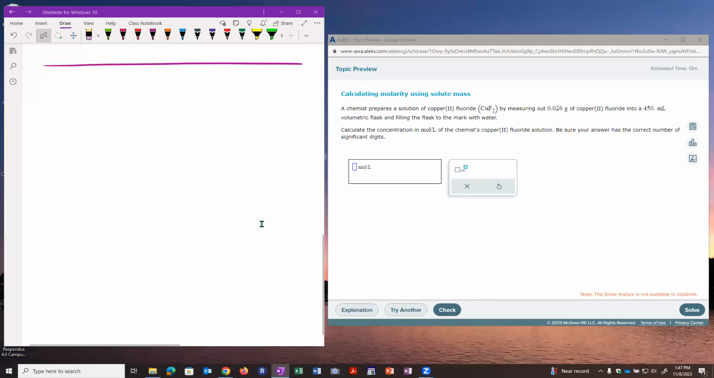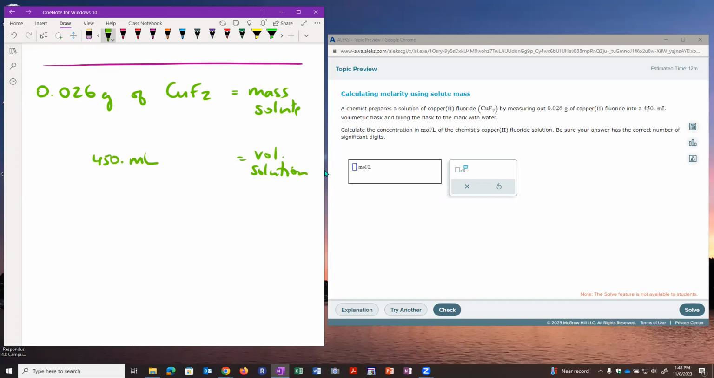All right, so this one is an extension of the previous question, where now we want to calculate the molarity using the solute mass. If we look at the question here, it says we need to prepare a solution of copper-2 fluoride by measuring out 0.026 grams of the copper-2 fluoride, CuF2, into a 450 milliliter flask and filling the flask to the mark with water. So we're given initially the mass of the solute, and then we're given at the end the volume of the solution, which in this case is 450 milliliters.